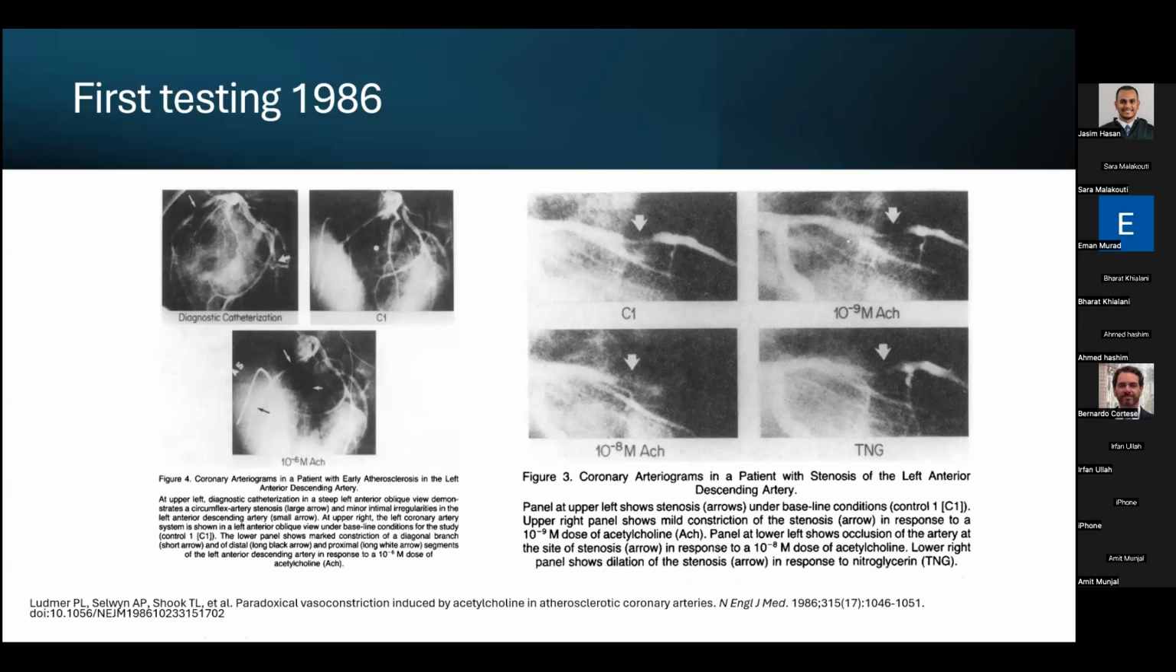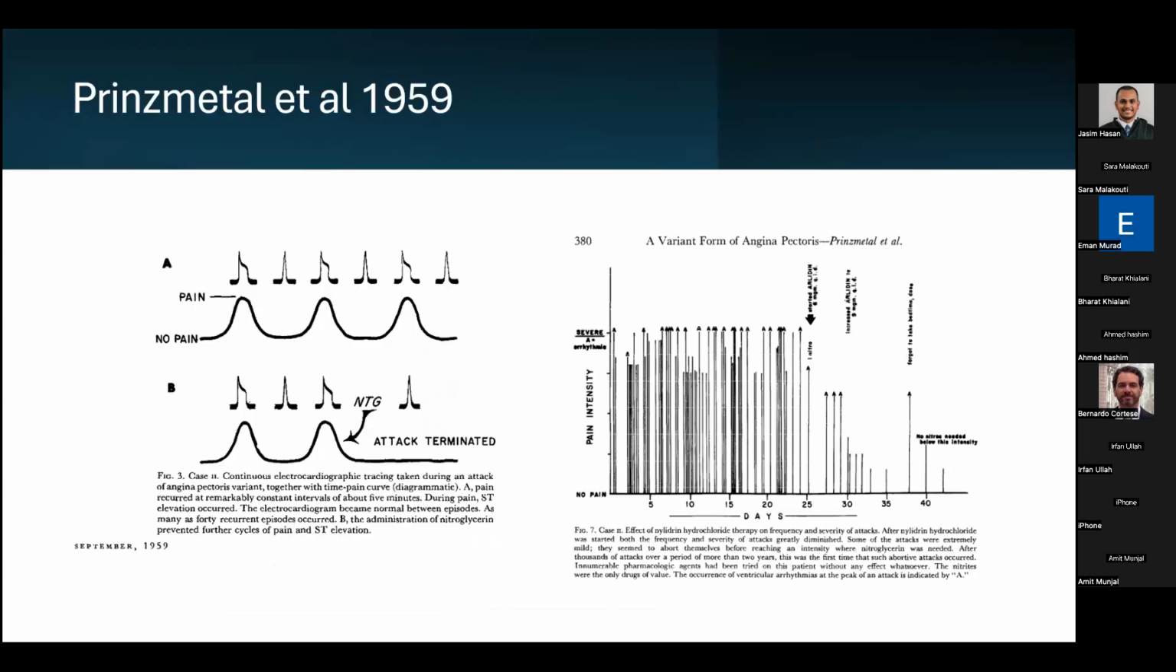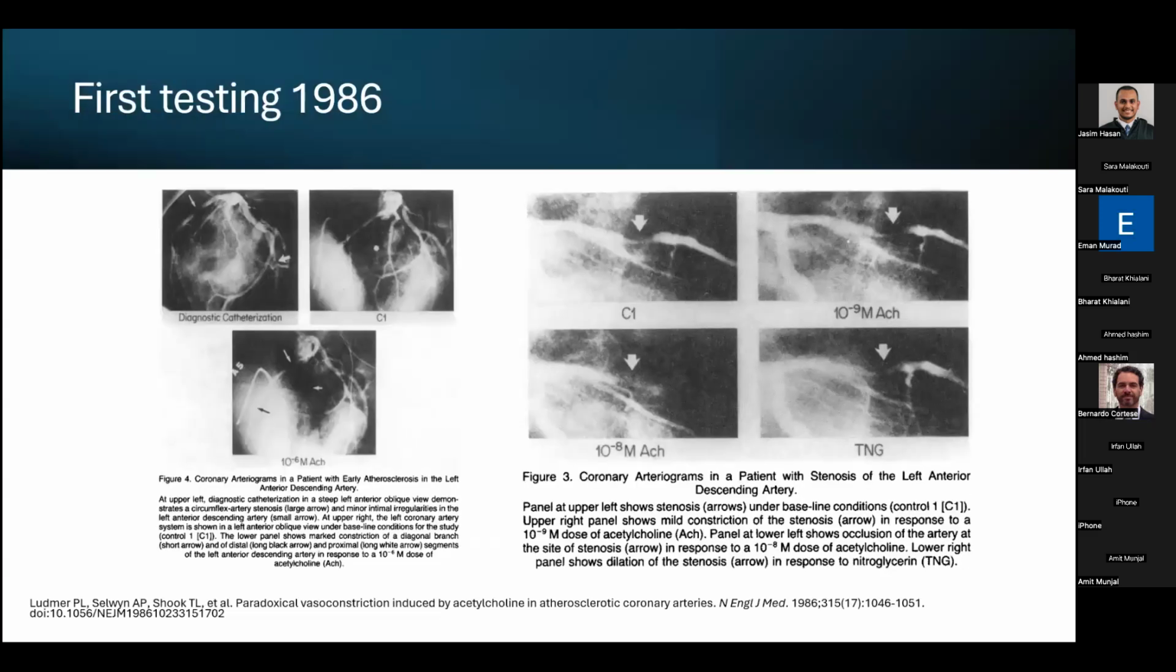Jassim, I have a question for you. It seems a different setting. In this case that you just presented, there is an atherosclerotic plaque for sure. Yes, of course, very reactive to acetylcholine, and this led to the occlusion of the vessel. On the other hand, when Prinzmetal described the vasospastic or Prinzmetal angina, that was related to a normal coronary artery. It is. So there are types of coronary spasm.